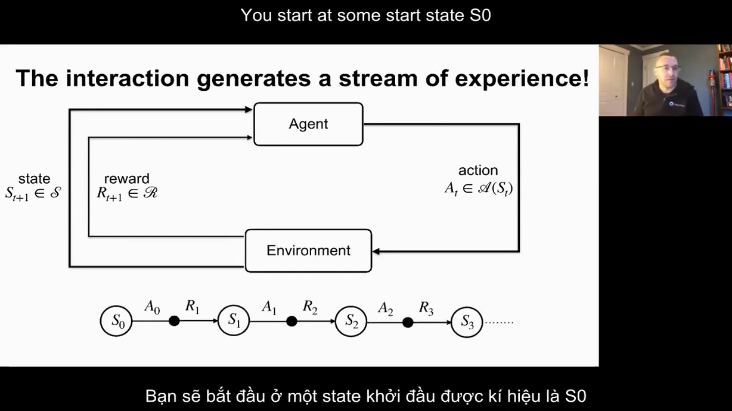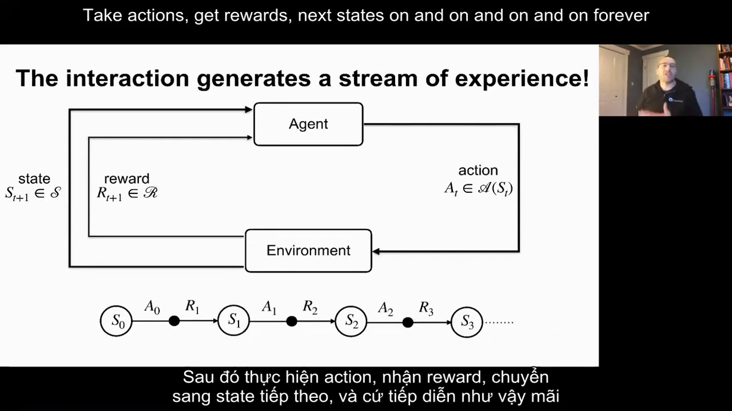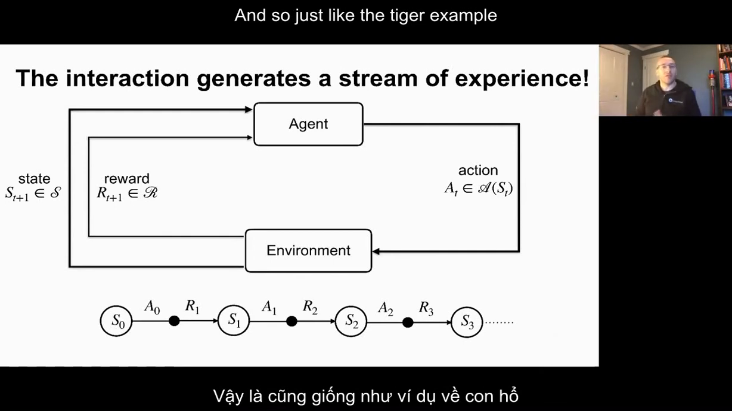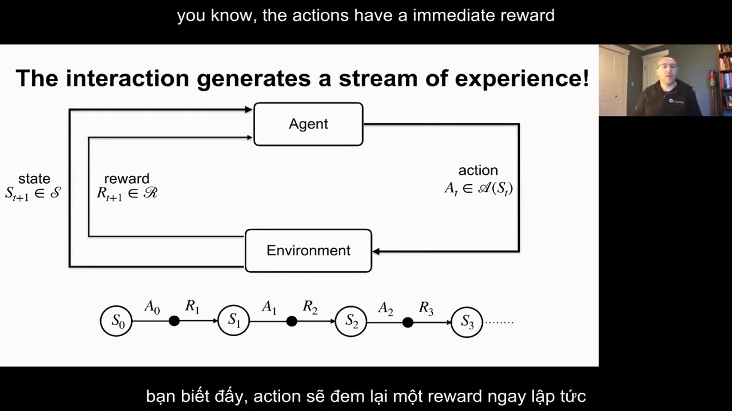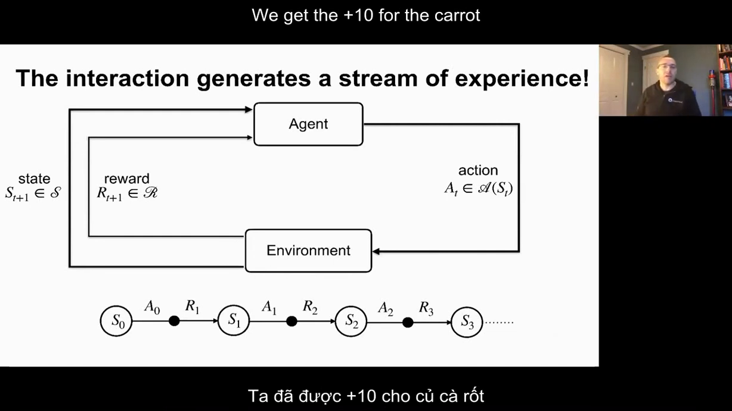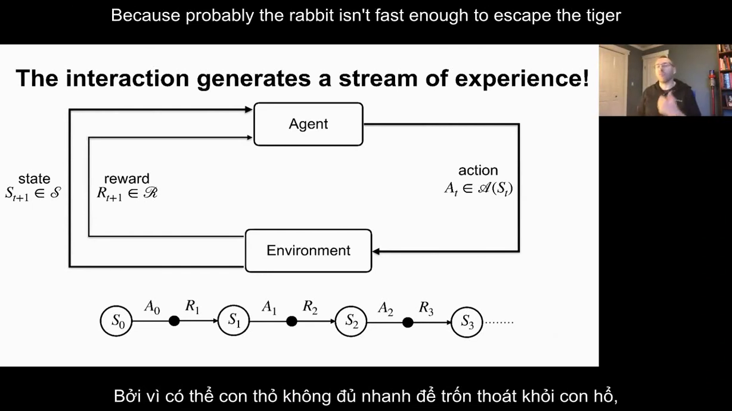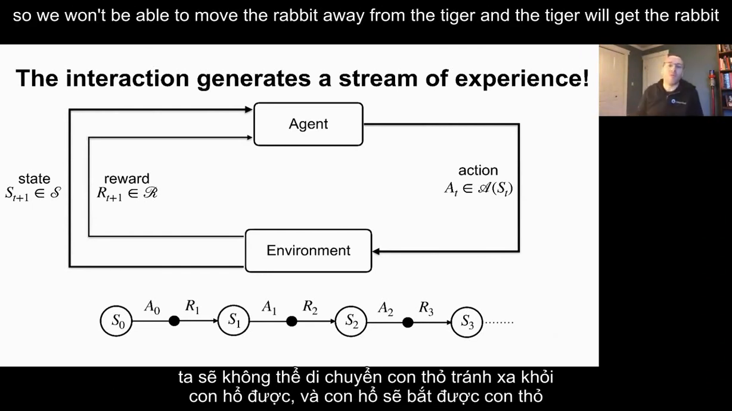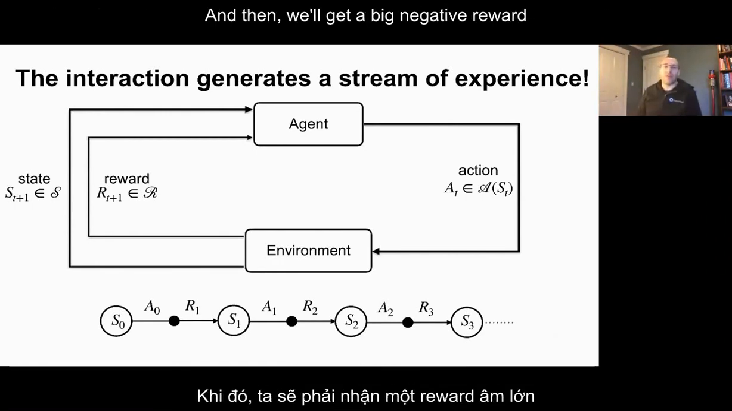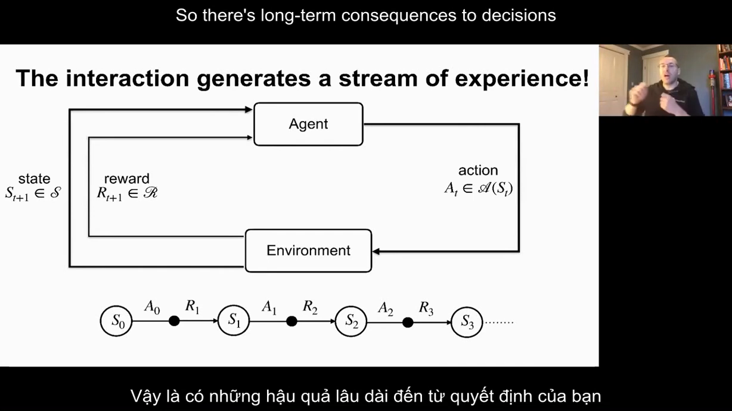You start at some start state S0, take actions, get rewards, next states, on and on forever. And so just like the tiger example, the actions have immediate rewards. We get the plus 10 for the carrot, but it affects the future states that we're in, and therefore the future rewards, because probably the rabbit isn't fast enough to escape the tiger, so we won't be able to move the rabbit away from the tiger, and the tiger will get the rabbit, and then we'll get a big negative reward. So there's long-term consequences to decisions.